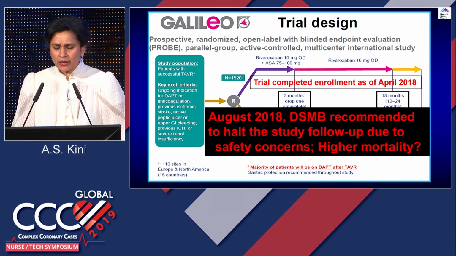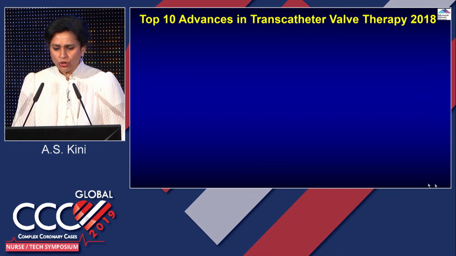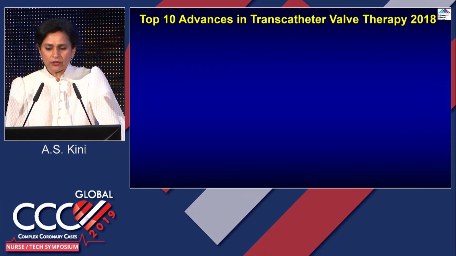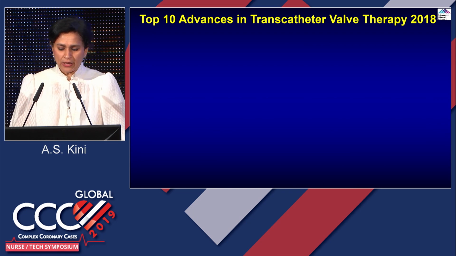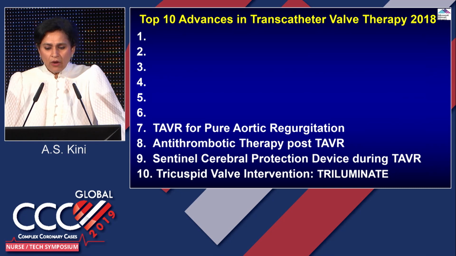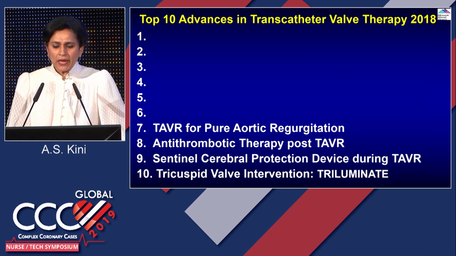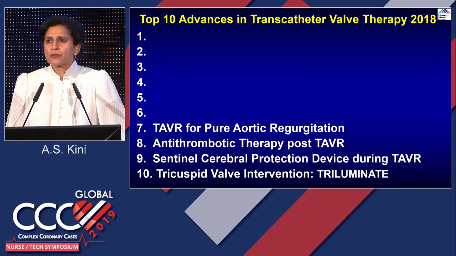Now, what was the Galileo trial? They used NOAC, and what actually happened at 6 months was there was a high risk of bleeding, so the DSMB actually stopped the trial, and the results are awaited. Now, we know the TAVR was for aortic stenosis. Can we place the prosthetic valve for a pure aortic stenosis patient?